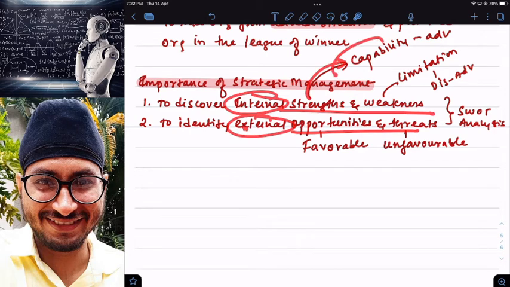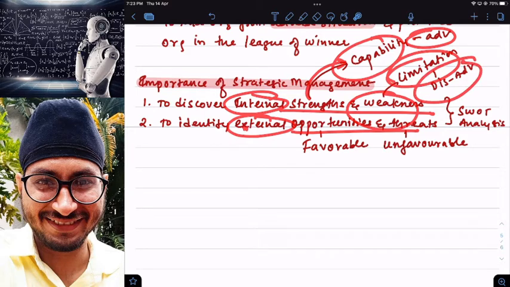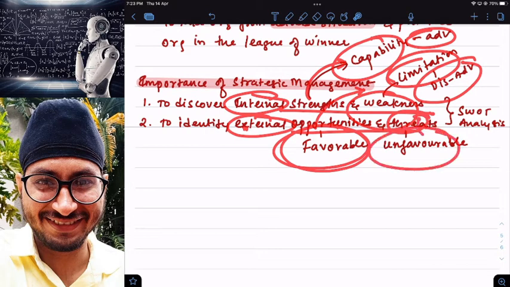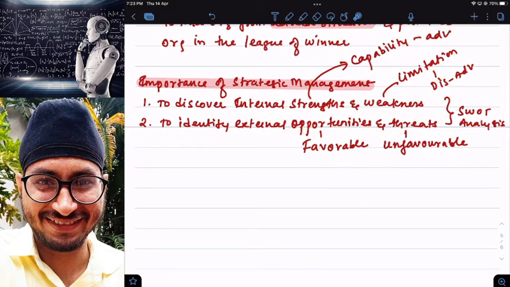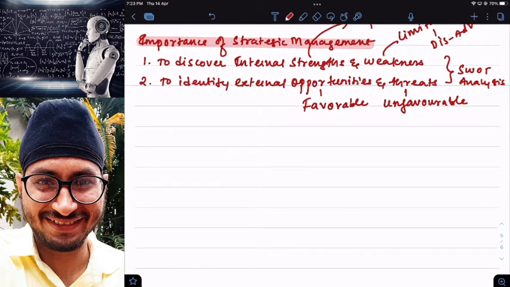Strength is nothing but a capability which I'm having, because of which I'm getting an advantage in market. Weakness is a limitation because of which I'm facing disadvantage in market. Opportunity is nothing but a favorable condition in market. Threat is nothing but an unfavorable condition in the market. Put together, it is called as strength, weakness, opportunities, and threats. In short, SWOT analysis. Clear? This again we are going to cover in detail in the next chapter, chapter number 2, dynamics of competitive strategy. There we will discuss in detail.